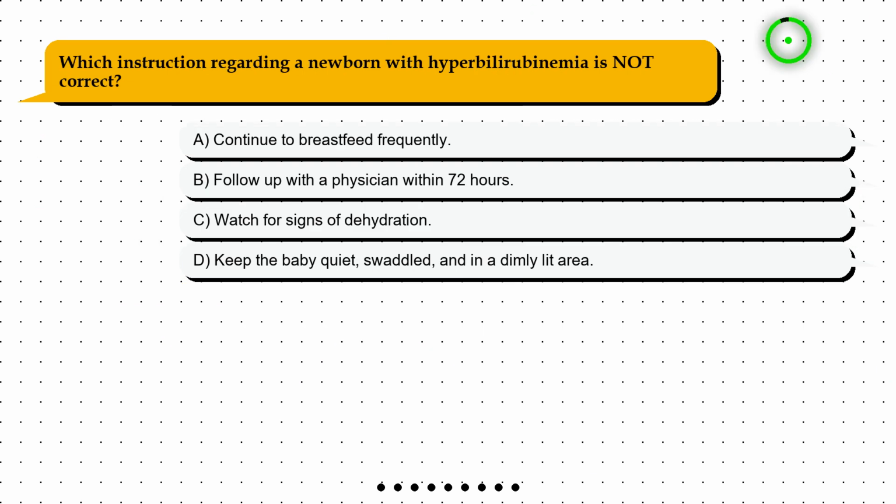Question 6. Which instruction regarding a newborn with hyperbilirubinemia is not correct? Option A. Continue to breastfeed frequently. Option B. Follow up with a physician within 72 hours. Option C. Watch for signs of dehydration. Option D. Keep the baby quiet, swaddled, and in a dimly lit area.